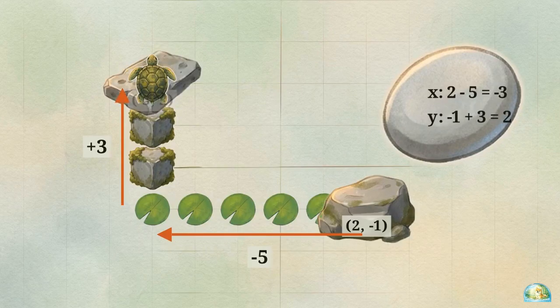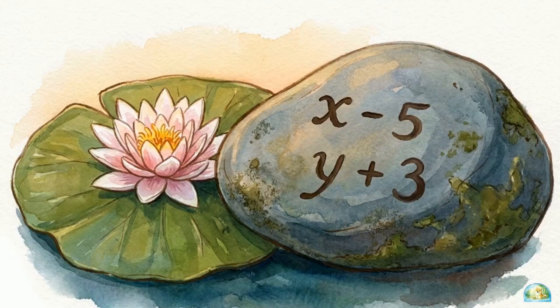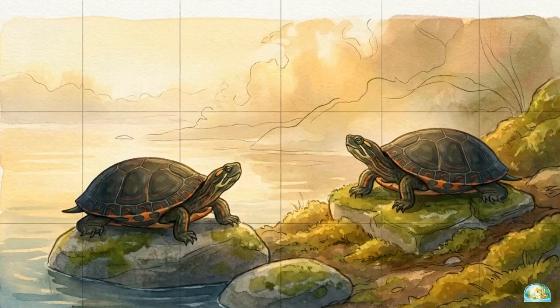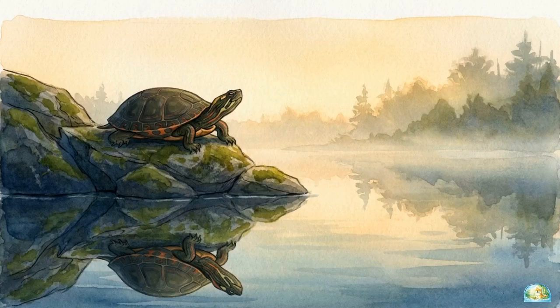2 minus 5 gives us an x-coordinate of -3. -1 plus 3 gives us a y-coordinate of +2. The physical movement results in the coordinate -3, 2. Translations are direct arithmetic adjustments. Moving an object's position in the lagoon requires this additive or subtractive logic, changing where the object is without altering its shape. Reflections operate differently.